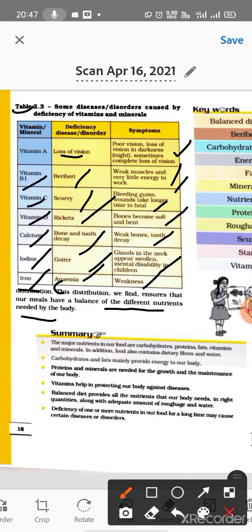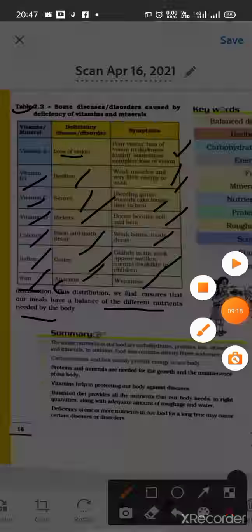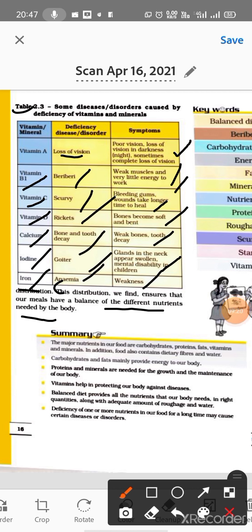So yes, we should take proper nutrients for our body and also to prevent these diseases.